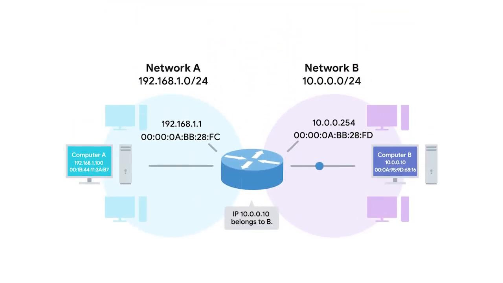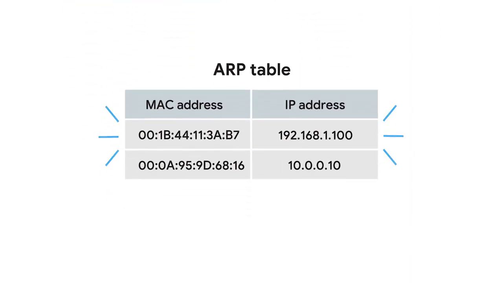It finds the destination IP of 10.0.0.10. The router looks at its routing table and sees that Network B, or the 10.0.0.0/24 network, is the correct network for the destination IP. It also sees that this network is only one hop away. In fact, since it's directly connected, the router even has the MAC address for this IP in its ARP table.